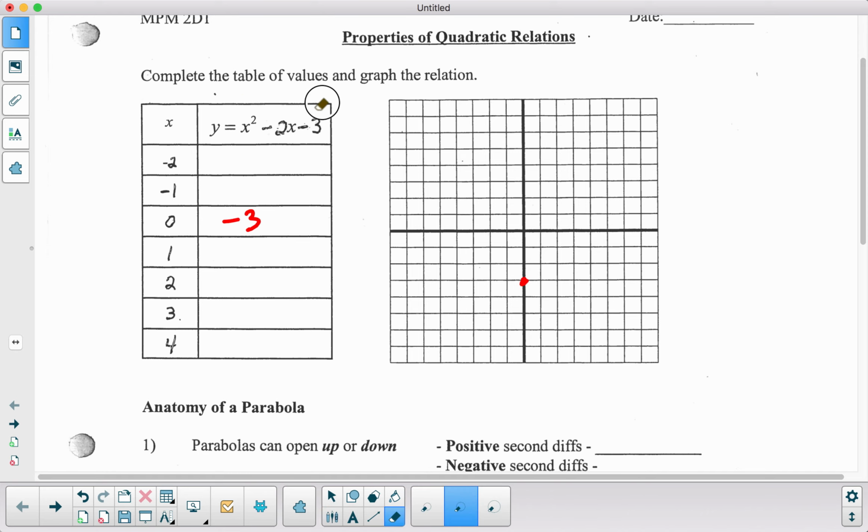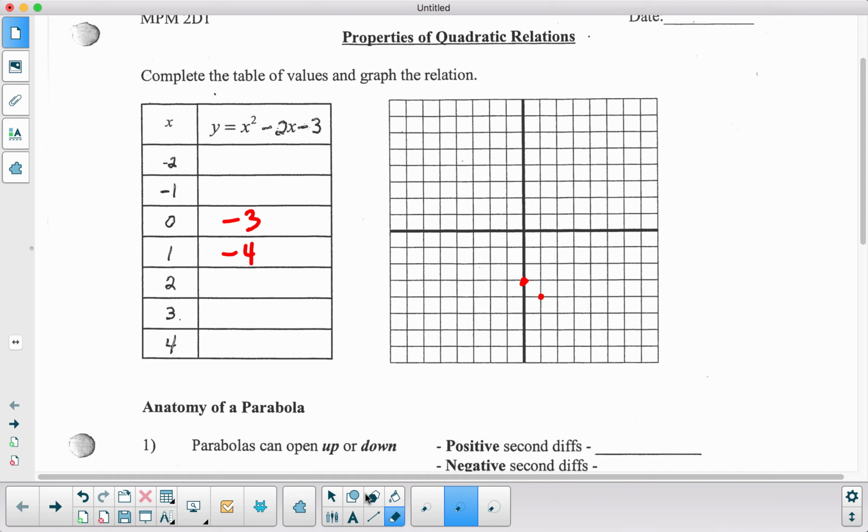Okay, let's go with the next point, which is 1. If x is 1, 1 squared is 1 times 1, which is 1, minus 2 times 1 is 2, minus 3. So when x is 1, y equals 1 minus 2 is negative 1, minus 3 is negative 4. So we have 1 and negative 4 as our next point, right there.